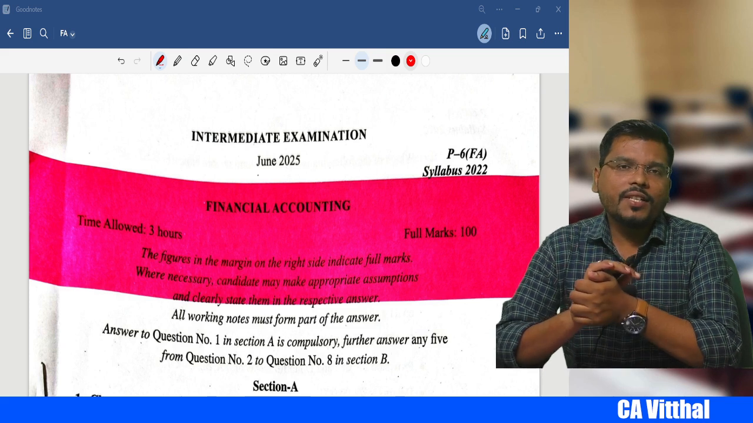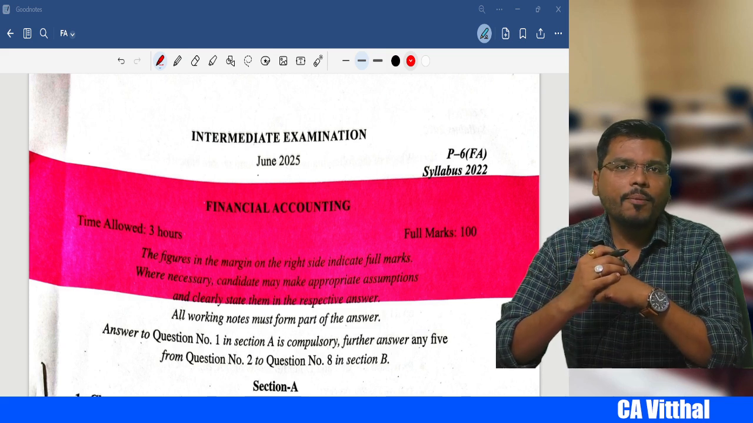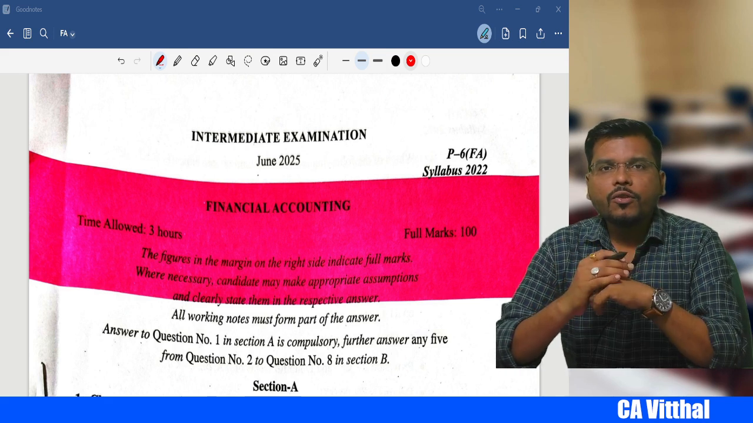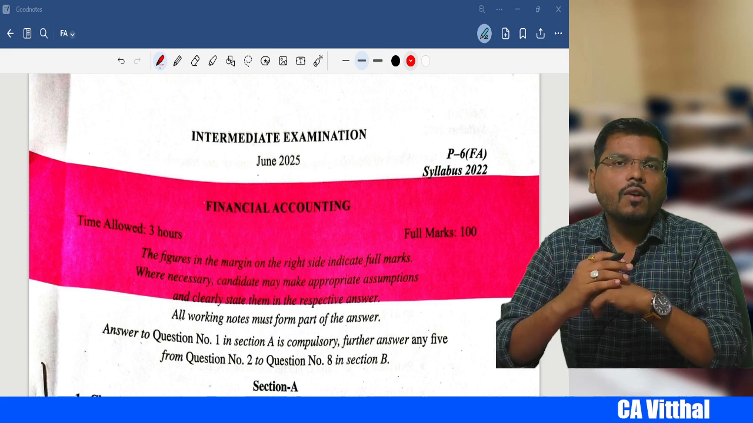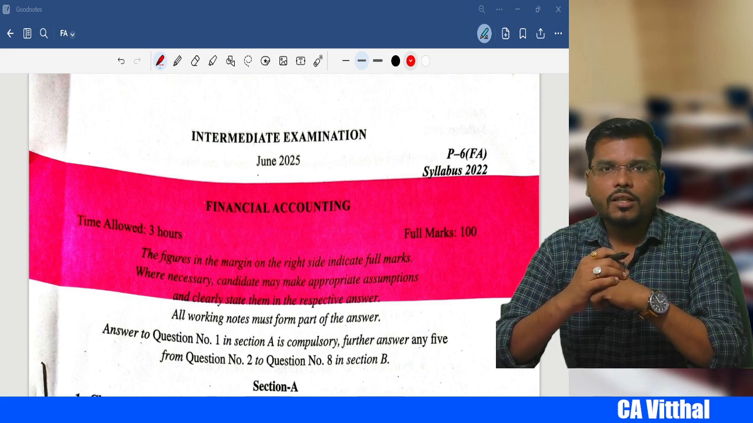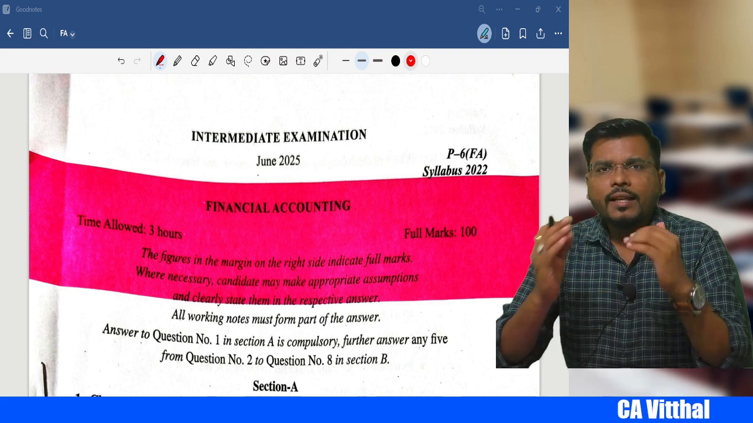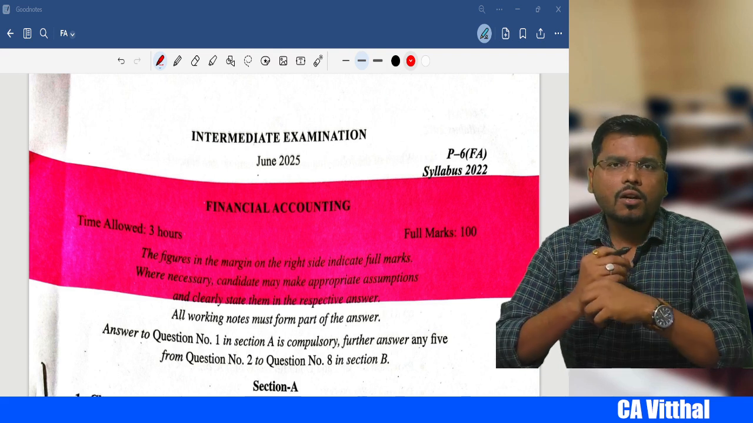Today we are going to discuss the Financial Accounting June 25 exam paper review. How was the paper? That we are going to discuss today, and we will be discussing the MCQ answers of Financial Accounting. The descriptive question answers will be discussed later, right? So without fail, let's start the MCQ discussion of Financial Accounting, right?